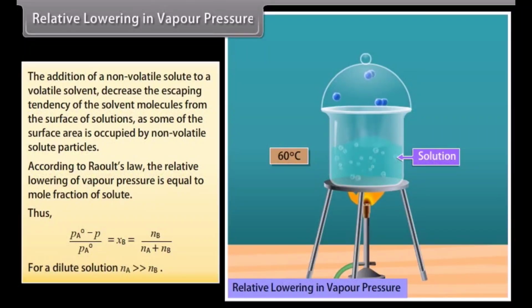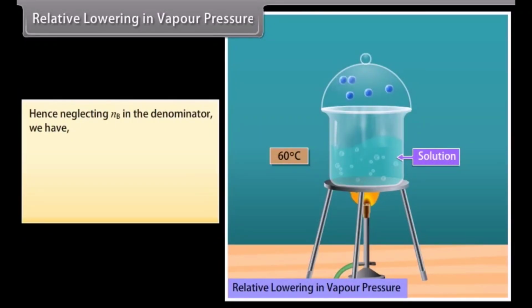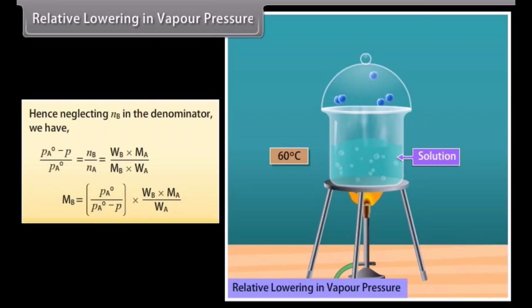For a dilute solution, NA is much greater than NB. Hence, neglecting NB in the denominator, we have MB is equal to PA naught upon PA naught minus P multiplied by WB into MA upon WA.